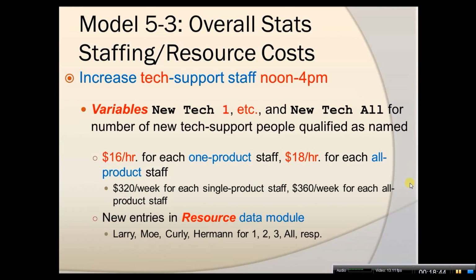So similar as before, we're going to have to define new entries. And actually, in this case, we're not going to add it to the specific schedule person, but instead we're going to add new entries in the resource data module. So we're going to have Larry that will do product 1, Mo that will do product 2, Curly is going to represent additional staff that will do product 3, and then Herman will do all 3 products. So let me go ahead and demonstrate that.